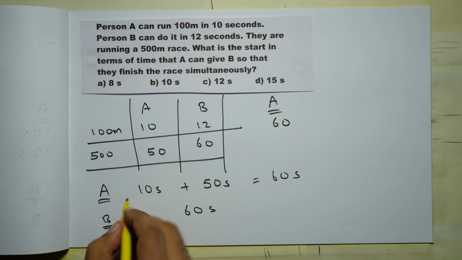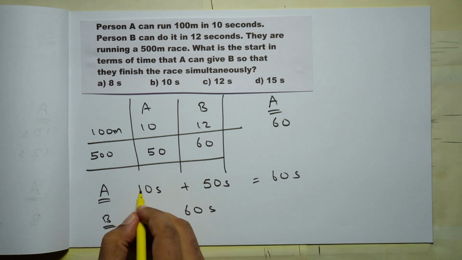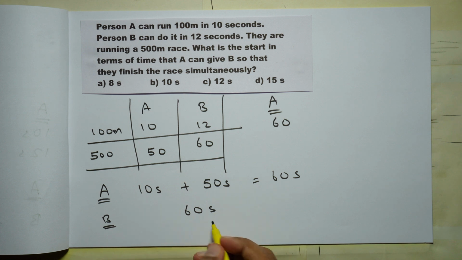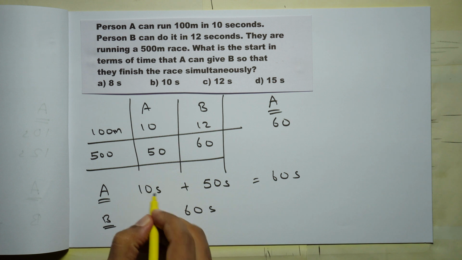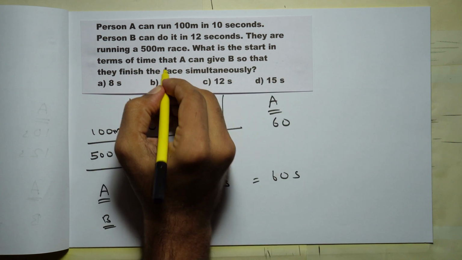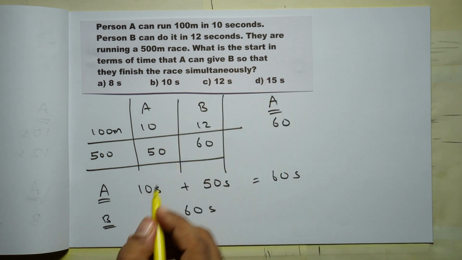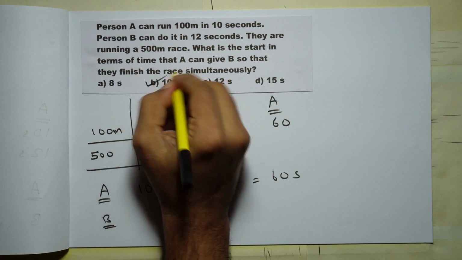So you can see that A remains stationary for the first 10 seconds, or A will allow B to run for the first 10 seconds. Only then will A start running. So what is the start in terms of time that A can give B? That is, A can allow B to run for 10 seconds. So option B, 10 seconds.